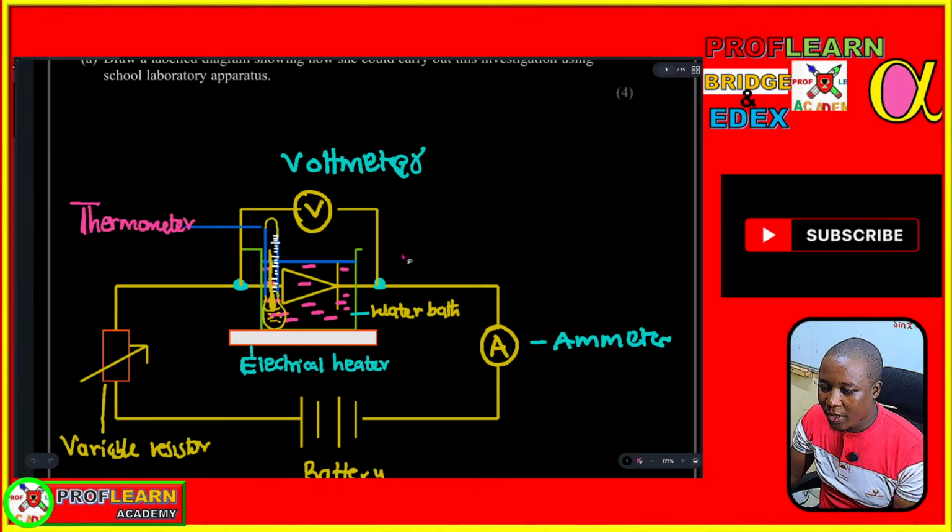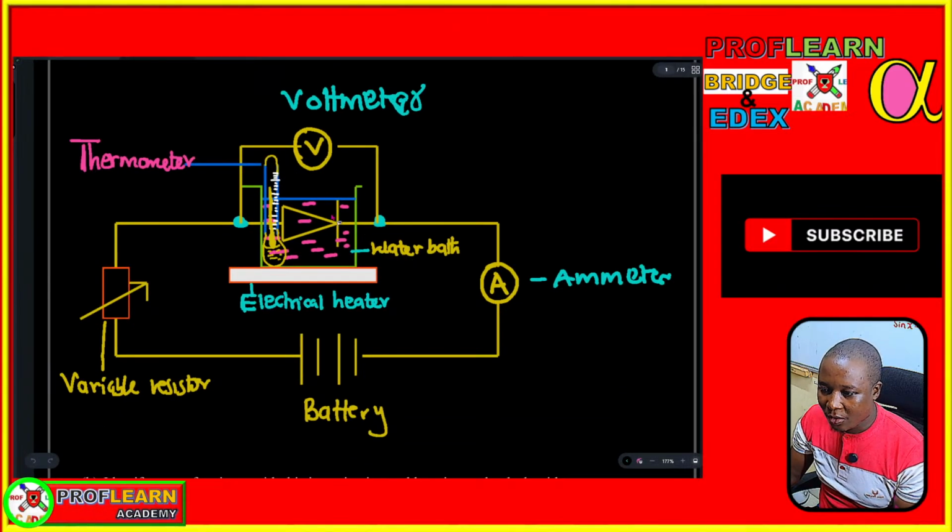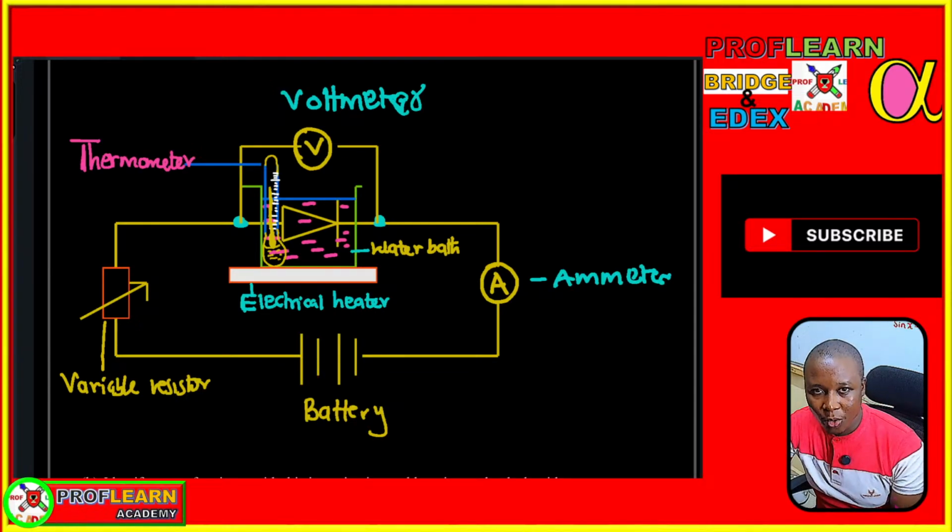So in that, we must have a diode well labelled here. We have a diode. I included a water bath which is heated by an electrical heater so that the temperature can be varied. Then we check how we are going to measure this temperature. We are going to check the temperature of the water by using a thermometer. Ensure that you have a source of power supply, and then a variable resistor which can vary the current in that case.